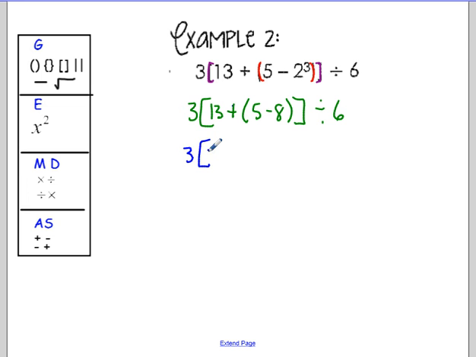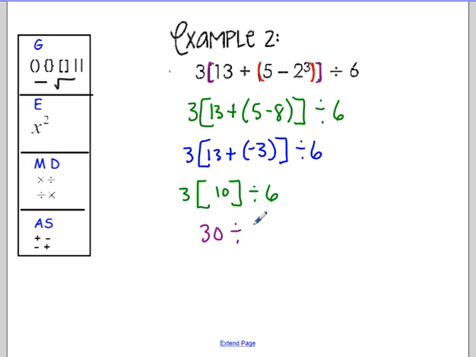3 bracket 13 plus 5 minus 8 is a negative 3, divided by 6. Okay, we're still working inside those brackets here. We have 3 bracket, we have 13 plus a negative 3, which is 10. And now we're just going to multiply. 3 times 10 is 30 divided by 6, and that will leave us with 5. So that simplifies to 5.